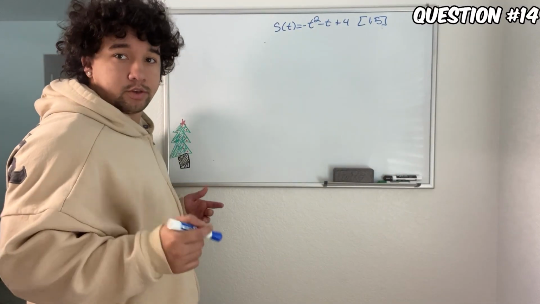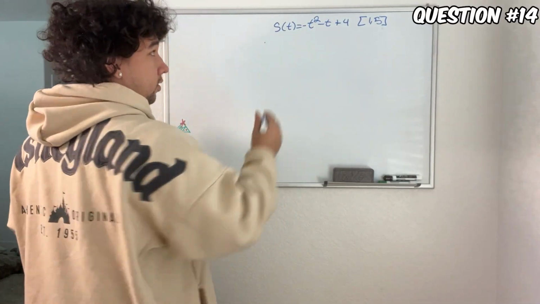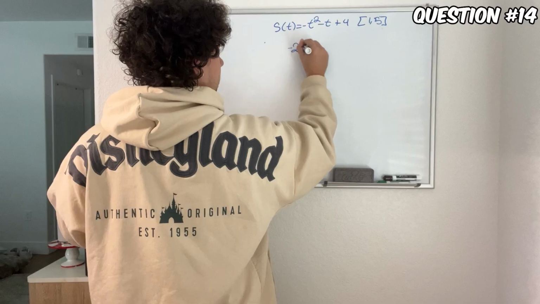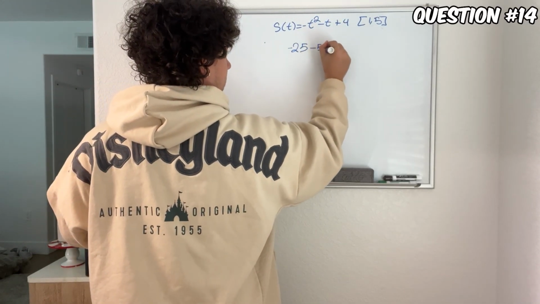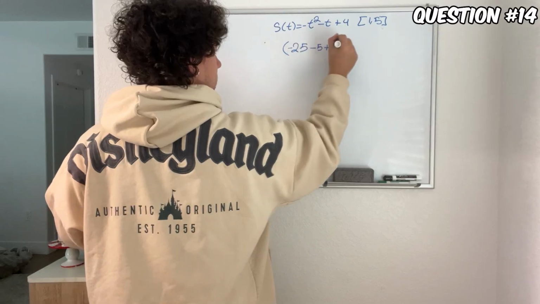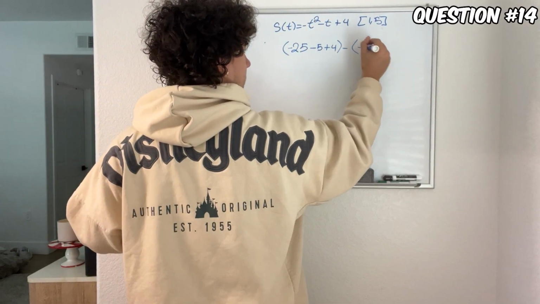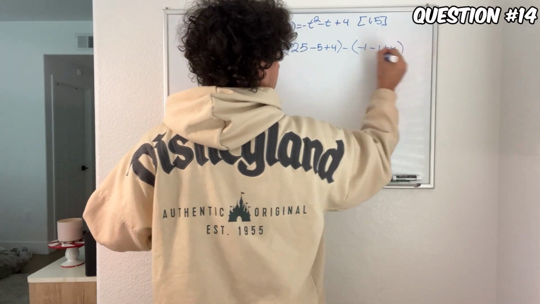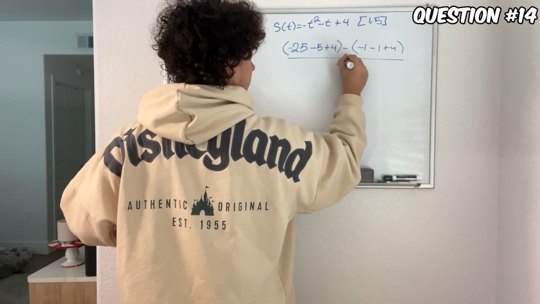All right, this one's rinse and repeat. Same exact thing. So what I'm going to do here is I'm going to just plug it in. So 5 squared is 25 with a negative. It's going to be negative 25. Negative, negative 5 plus 4, minus, this is going to be negative 1, negative 1 plus 4 over 5 minus 1, which is just 4.